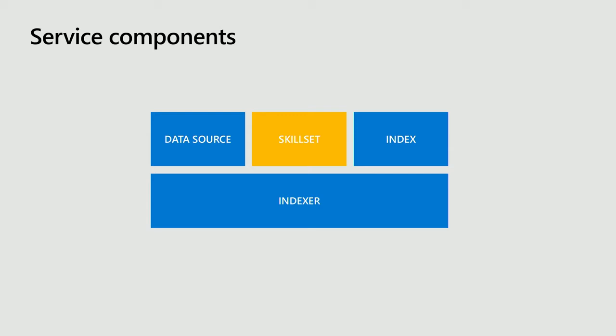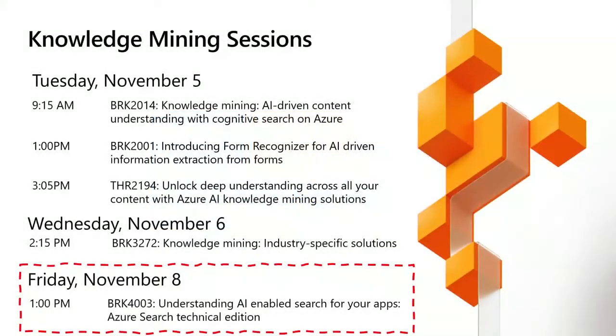The data source is where, let's say, the images live before they're processed. They're unprocessed information. And then you've got a skill set, and that's where the magic happens, and that's where we're going to focus most of, if not all, of the rest of the session today. The indexer is what stitches it all together. An indexer knows about the data source, it knows about the skill set, and it also knows about the index, and it's managing the entire pipeline. So let's get moving forward.